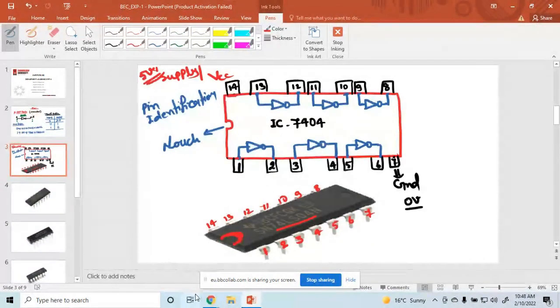Or anyone have any doubt? Sir, Shobhit is asking. Apply the 5 volts. That is the VCC. And the 7 number pin, that is the ground, where you have supplied the 0 volt.